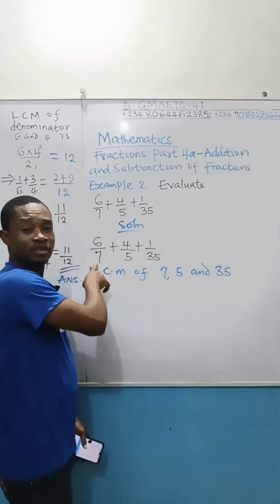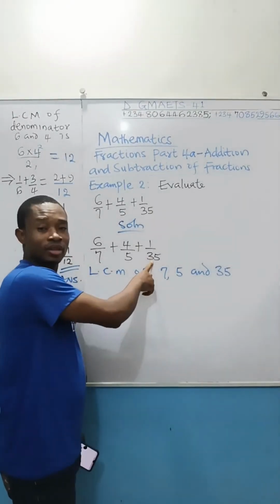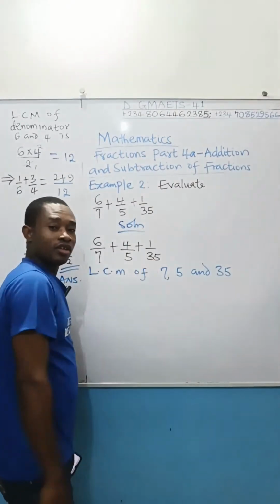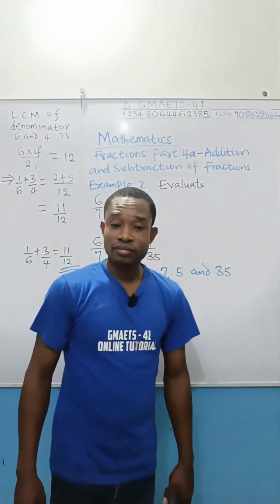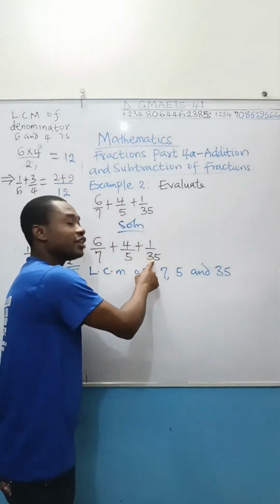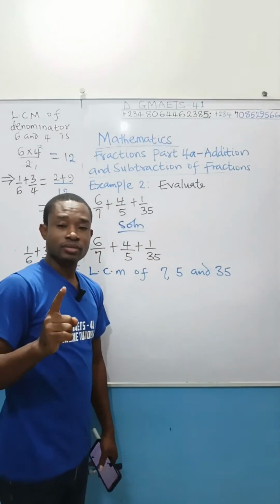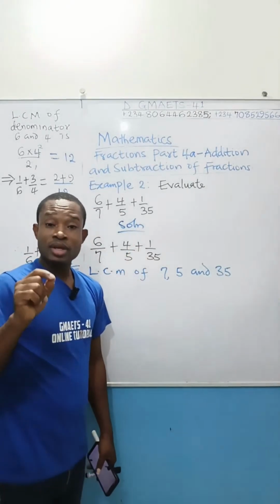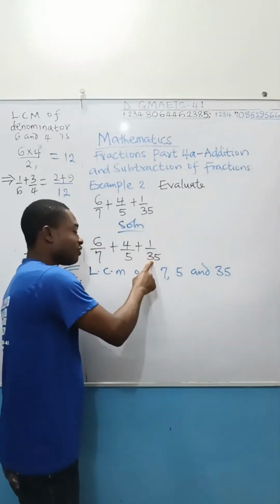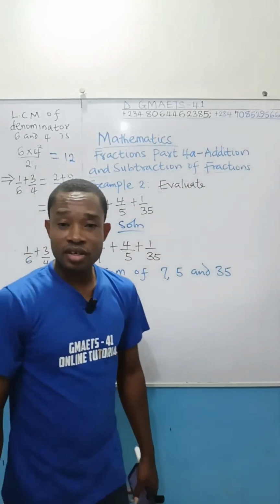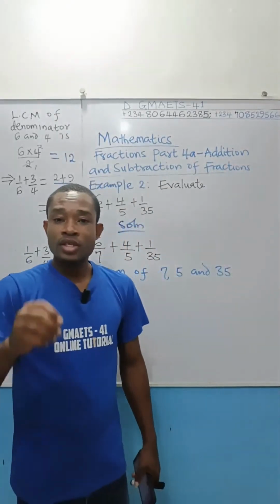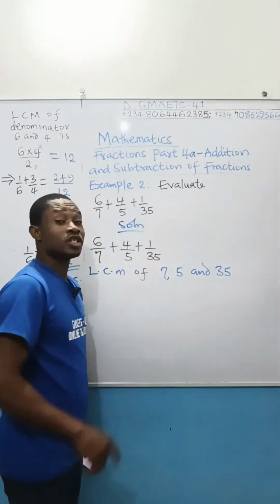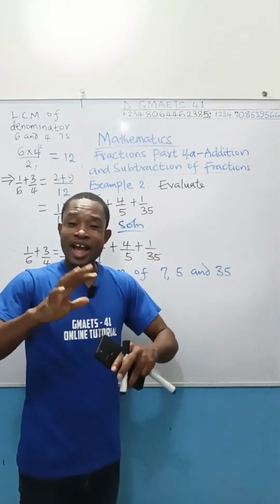Now come and check for 7. Can 7 divide this bigger number? Yes. 7 can divide 35. If 7 divides 35, you are going to get 5, and there will be no remainder. Because 7 can divide 35 without remainder, if you're considering 7 and 35, the LCM will still be 35. So the LCM considering 7 and 35 will still be 35.